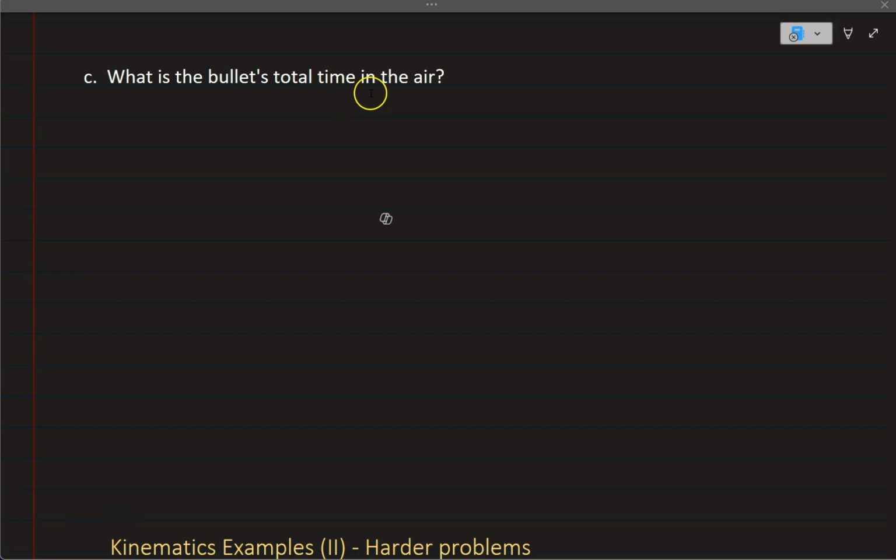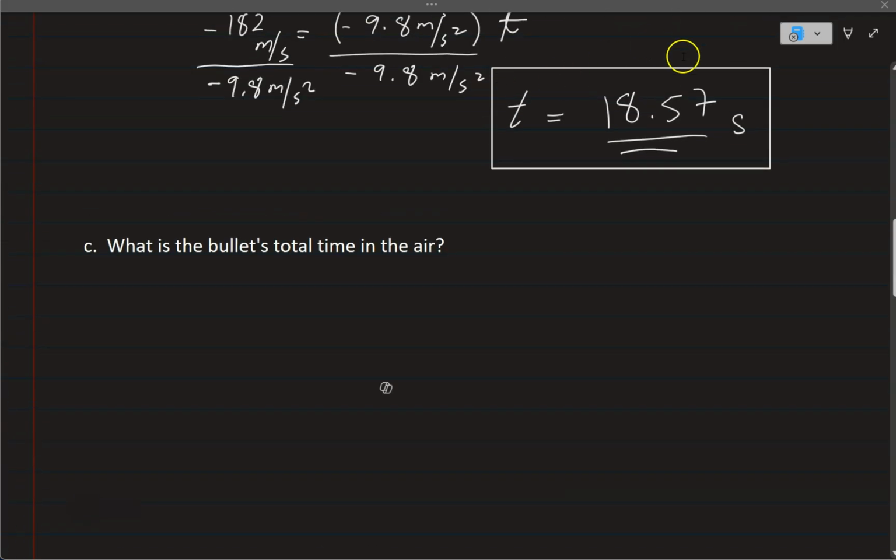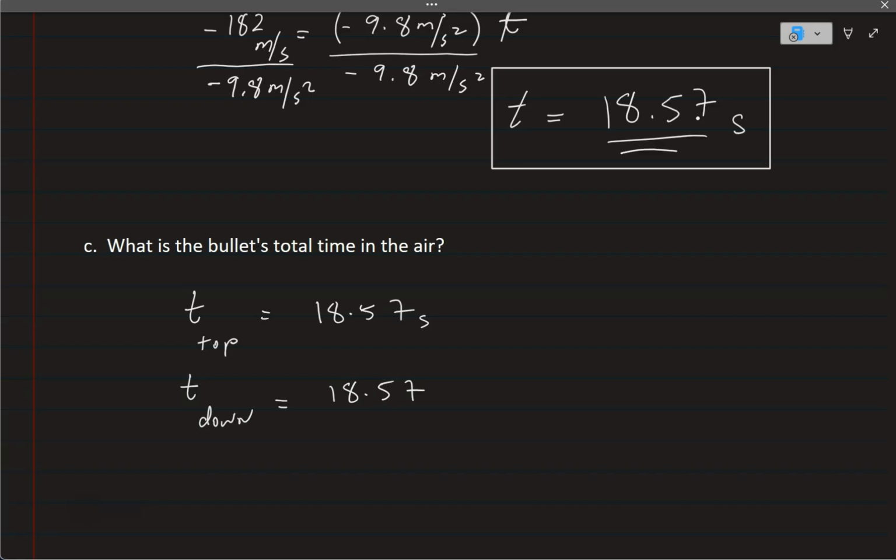Now, what's the bullet's total time in the air? Well, if it's going up and it took 18.57 seconds to go up, then the time from the top to the bottom is also 18.57 seconds. So coming down, t down will end up being the same. It will take the same amount of time to come down. So you just have to add them. When you add these two, you'll get 37.10 seconds. That's the total air time for the bullet going up and coming down.